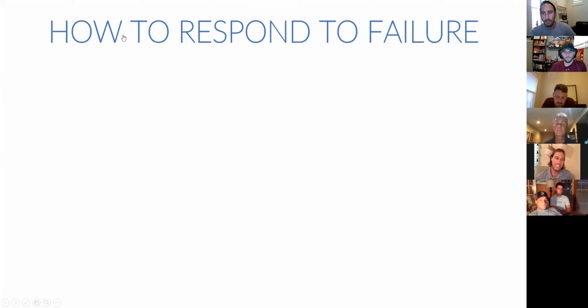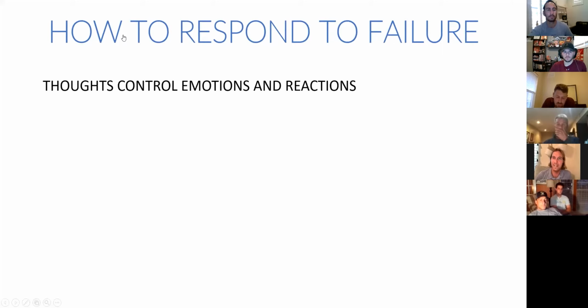So there's basically other ways to respond. So understand that your thoughts control your emotions and your reactions, right? Understand that when you're feeling anger, when you're feeling frustration, where does that come from? It comes from the way that you're thinking, right? Because sometimes players have the same activating event, they strike out, but sometimes they walk off the field like, I'm going to get them next time. And other times they get frustrated. So what's the difference? It's how they're thinking.